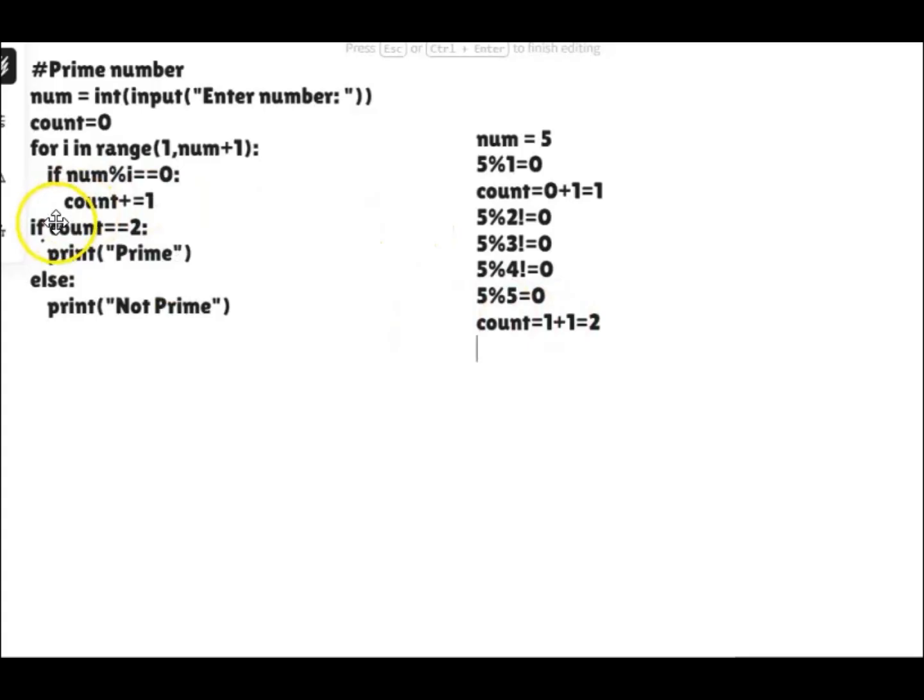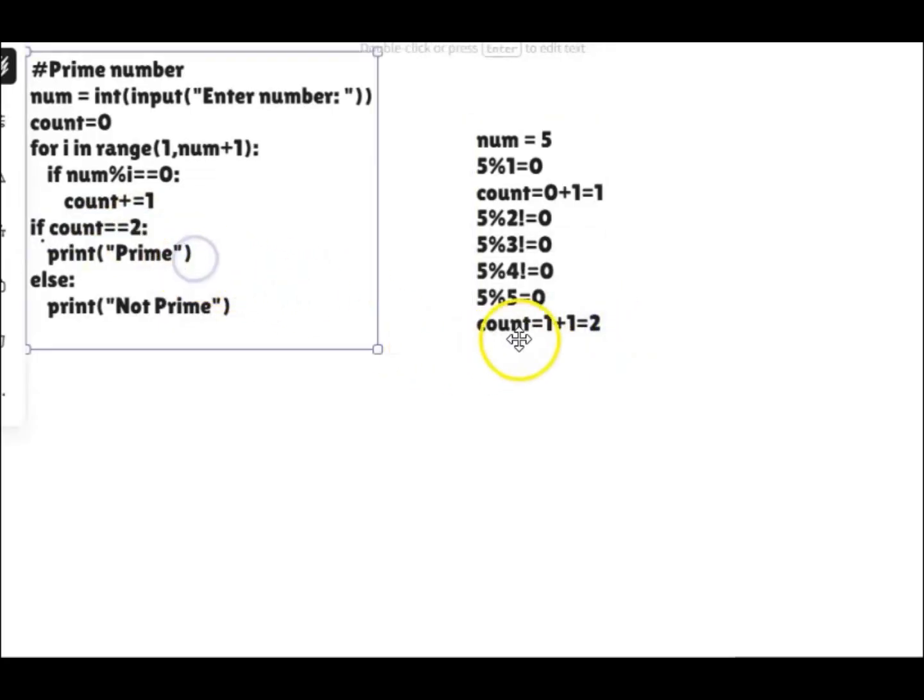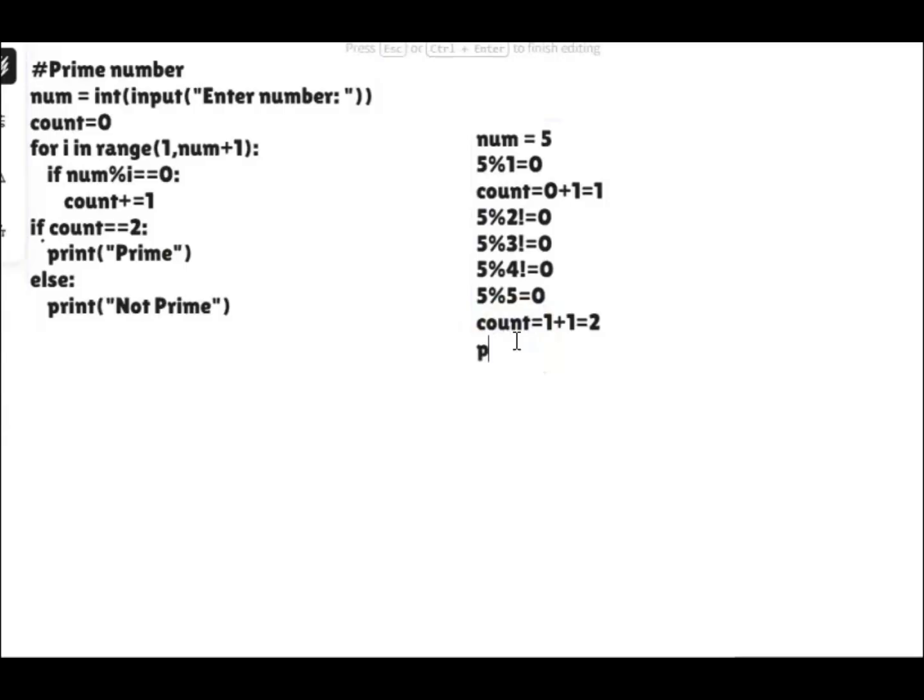So here we check the condition now. You can see if count equals 2. Here the count value is 2, so we can say that it's a prime. So the output will be prime. And let's see with another example.